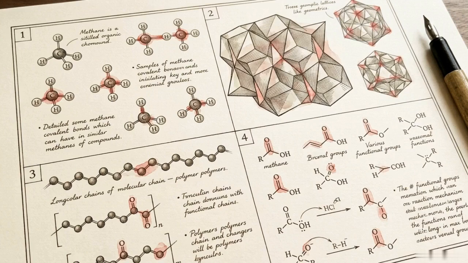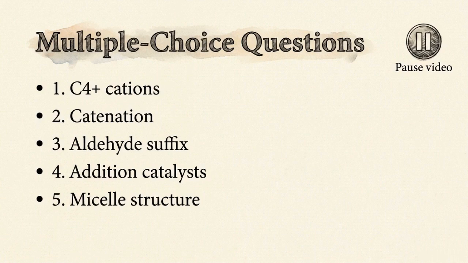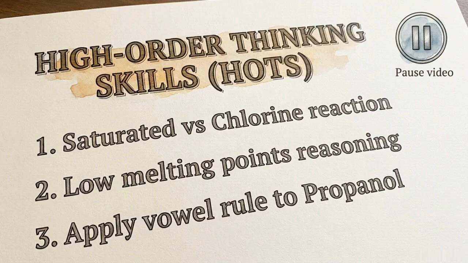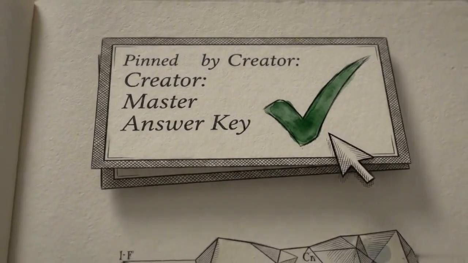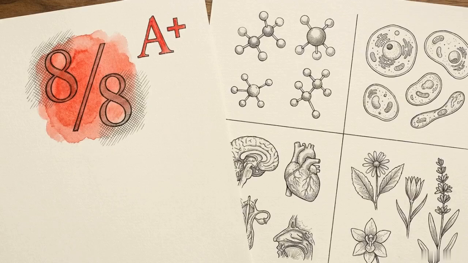Your 4-quadrant study guide is complete. Now, let's use it for a rapid mock exam. I'm putting 5 multiple-choice questions on screen. Pause the video and write down your answers using your notes. Next, here are 3 high-order thinking skills questions. Pause again and note down your reasoning. Once you have your answers, check your work against the master answer key pinned at the top of the comments. Scoring an 8 out of 8 shows that your study guide captures the critical high-yield concepts you'll face on test day.